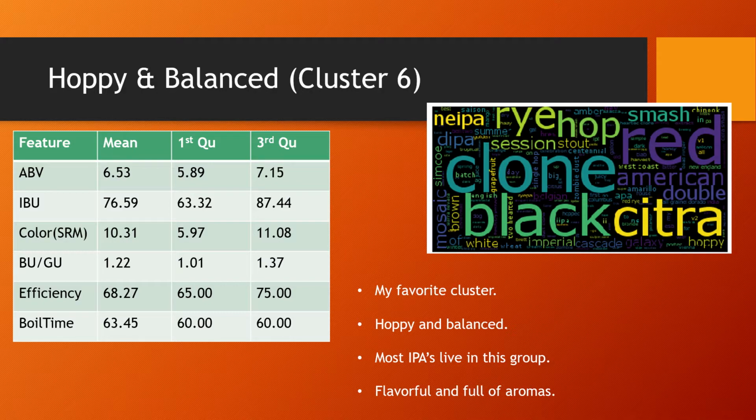Cluster number 6, my favorite, hoppy and balanced. This is where most of the IPAs live, flavorful and full of aromas. Interesting words that come out of this cluster are Citra, DIPA, NEIPA, summer, stout, black. This cluster is very, very hoppy. High bitterness units, but it is highly balanced, so you cannot perceive the bitterness, full of aromas. This is by far my favorite cluster.